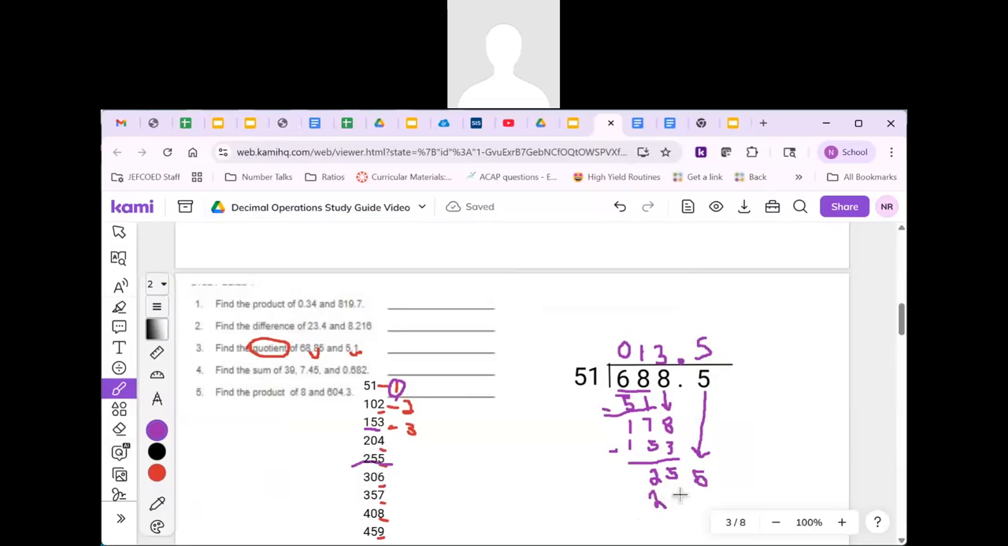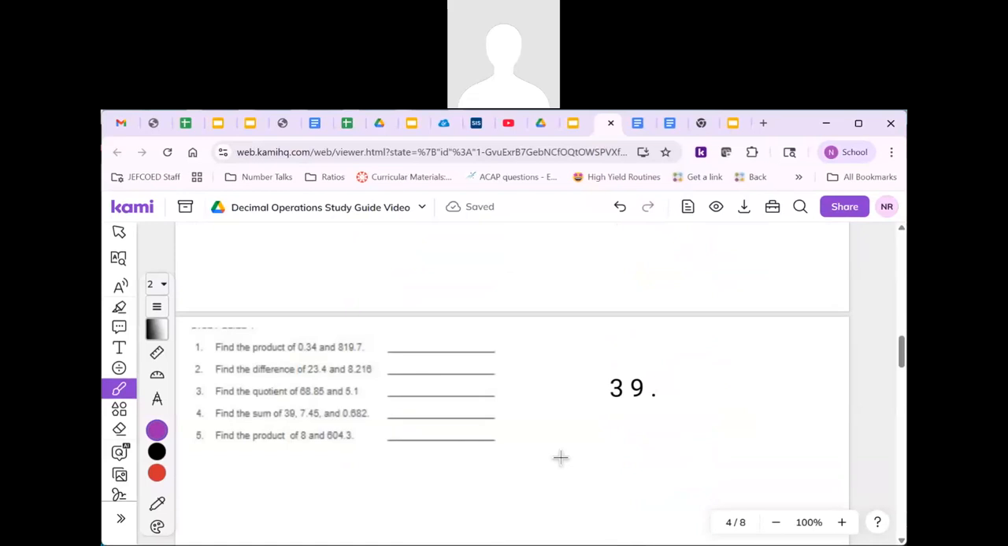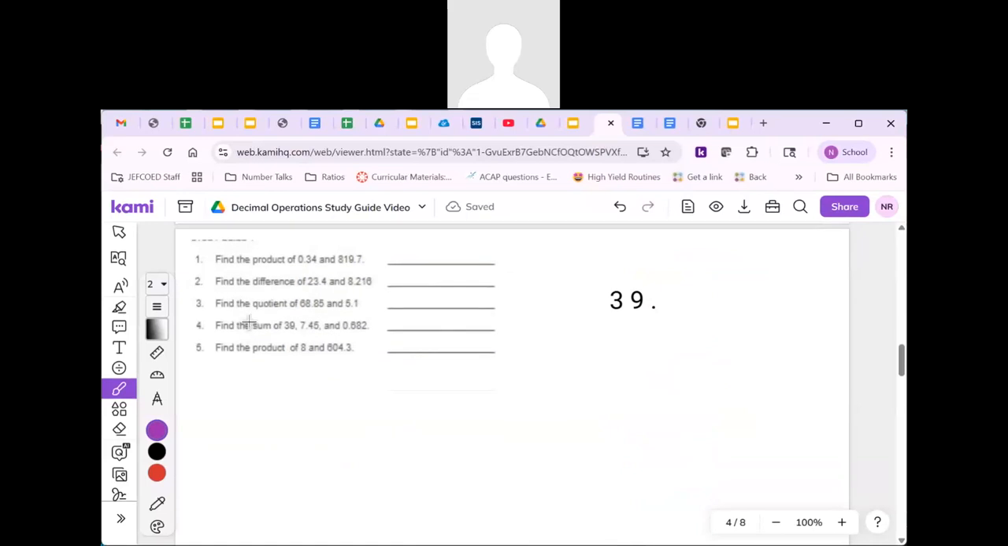Okay? All right, so tomorrow on your test, on a problem like this, decimal division, you should not need to add any zeros. Well, you might have to add zeros, but it's going to work out not to go beyond your 3rd place, right? All right. Let's go on and do the sum. Number 4. Sum means add. So you're adding these numbers.